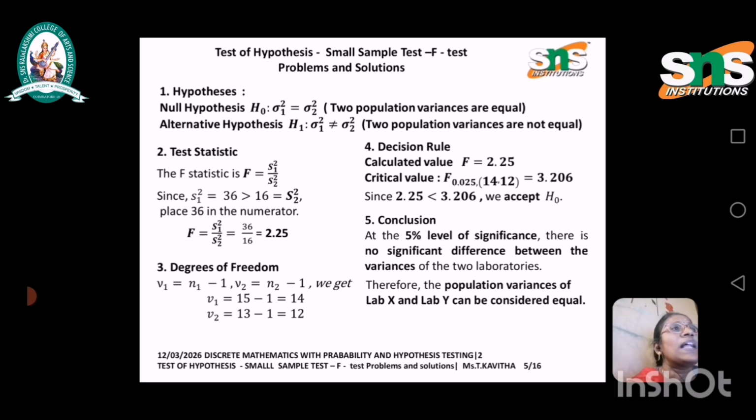We have to compare the values 2.25 and 3.206. Here 2.25 is less than 3.206, so we accept our null hypothesis: the two population variances are equal. Now we conclude that at the 5% level of significance, there is no significant difference between the variances of the two laboratories. Therefore, the population variances of lab X and lab Y can be considered equal. Thank you.